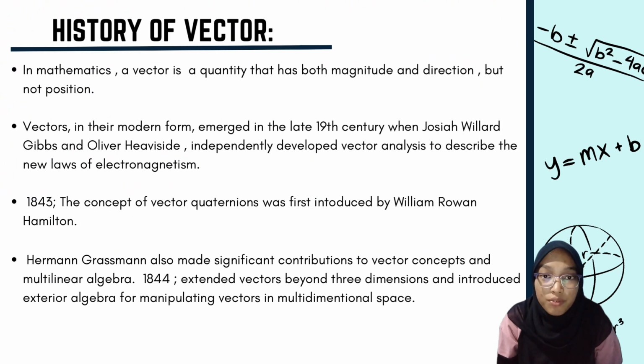In 1843, the concept of vector quaternion was first introduced by William Rowan Hamilton. Hermann Grassmann also made significant contributions to the vector concept and multilinear algebra. In 1844, he extended vectors beyond 3 dimensions and introduced an algebra for manipulating vectors in multidimensional space.